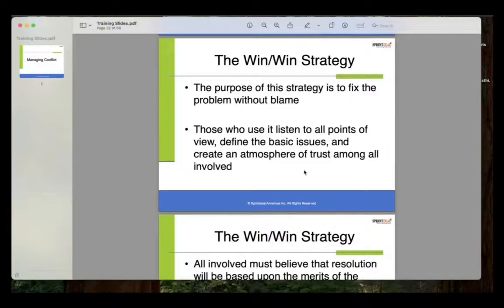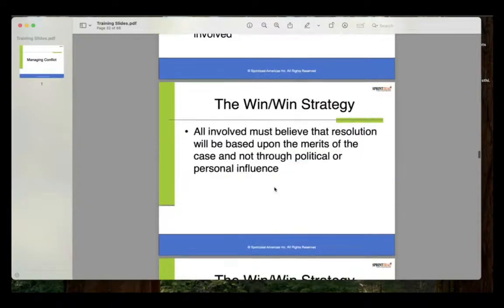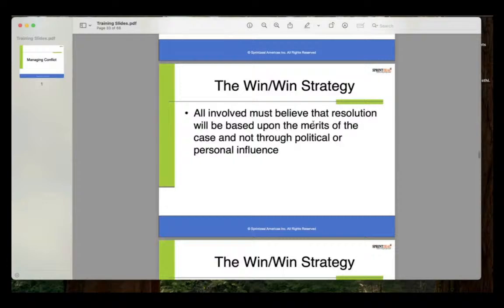Strategies, and go through everything again. So the win-win strategy says the purpose of the strategy is to fix the problem without blame. Those who use it listen to all the points of view, define the basic issues, and create an atmosphere of trust among all involved. All involved must believe that resolution will be based upon the merits of the case and not through political or personal influence.